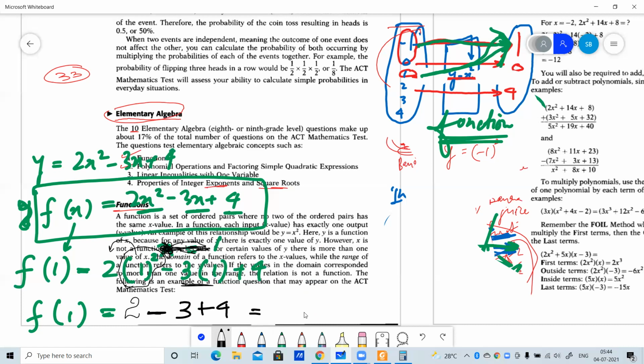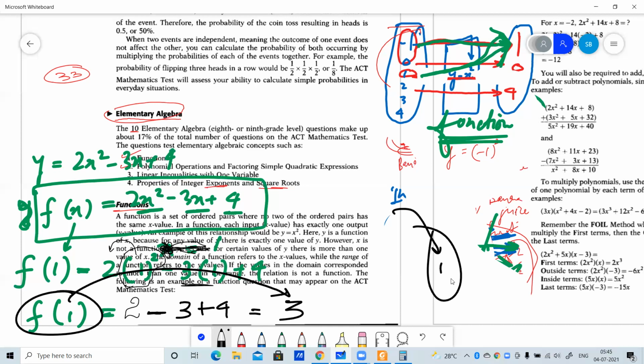You can simply use the calculator to protect yourself from confusion. 2 minus 3 plus 4. So 2 minus 3 is negative 1, plus 4. So positive 3, exactly. So f of 1 is positive 3. That means when you put in the function machine the input as 1, you are getting output as 3.